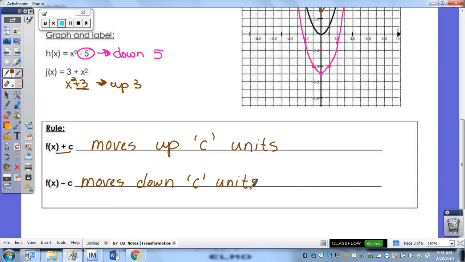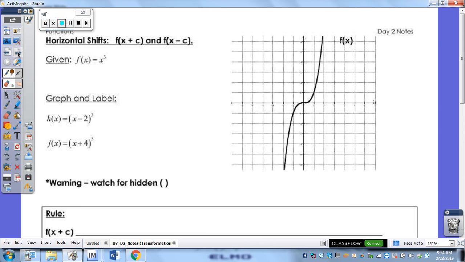So let's practice our horizontal shifts. So now we're going to be moving left or right. And the difficult thing about the horizontal shift is it's kind of counterintuitive. It's not what you think it would end up being. Because most people, you see x minus 2, and you think, okay, minus, that means you're going to go to the left. But these ones are actually going to be the opposite of that.